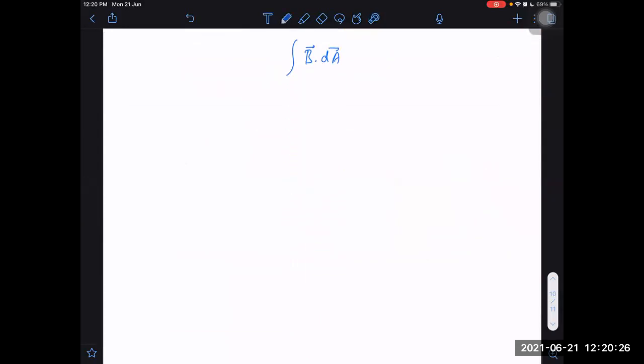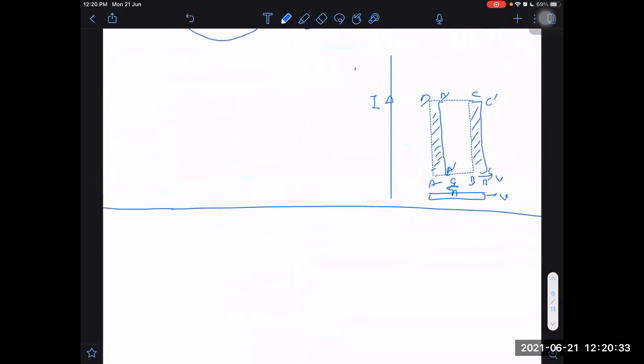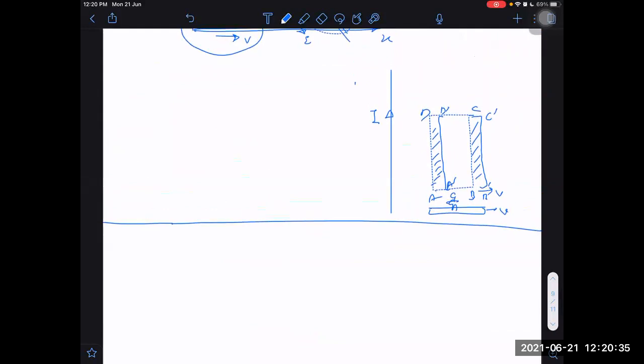Okay. Now, Sir, one doubt. Yes, ask. Sir, if a wire moves along the wire, parallel to the current, then flux won't change, right? Then there will be no EMF.